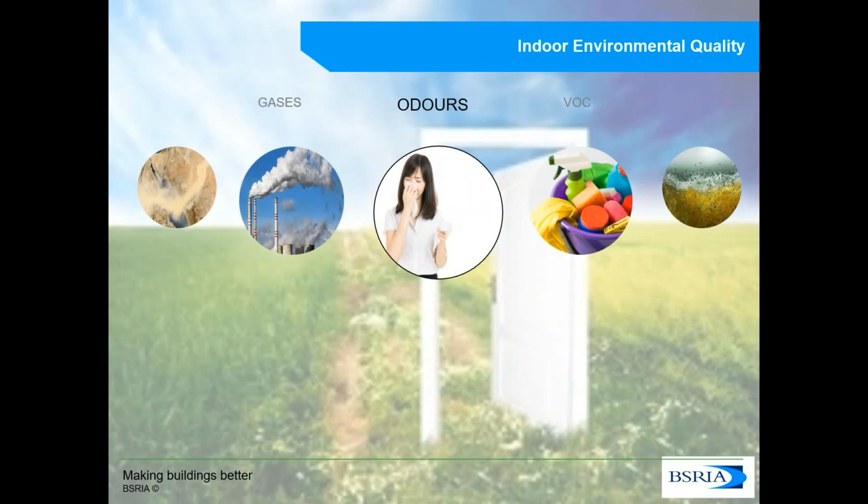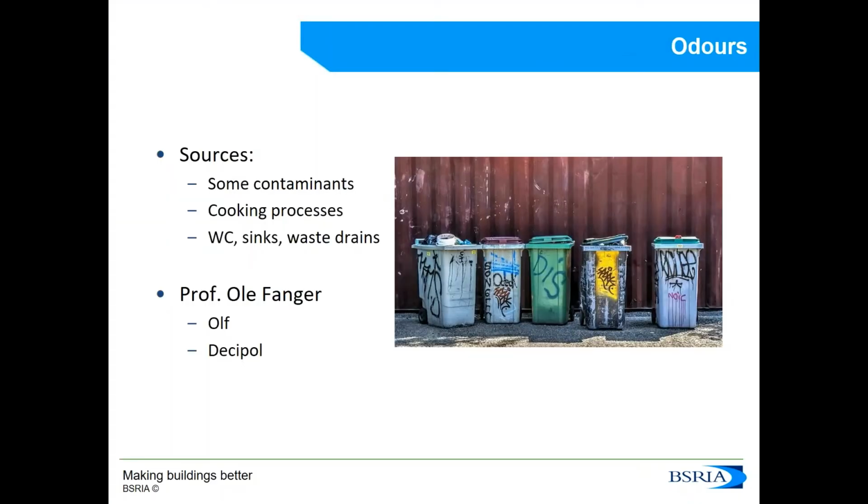Right. The next contaminant that we're going to talk about is odors. Odors and air quality are very closely linked to each other. Some contaminants can be quite smelly, others, like for example carbon monoxide, are not. The sources of smells can be, for example, cooking processes, sinks, waste drains, rubbish. And there is a way to quantify odor emissions.